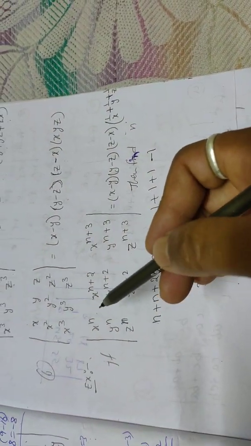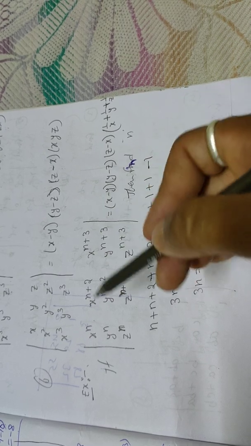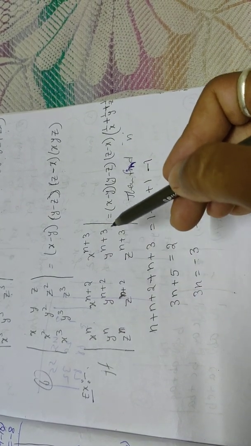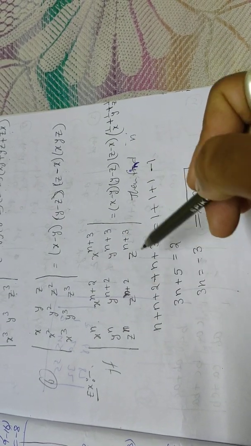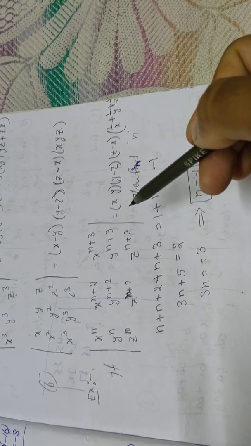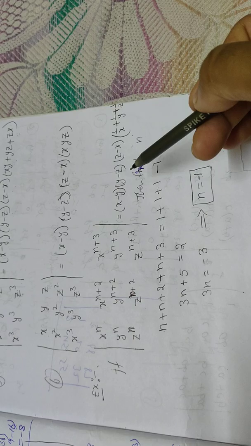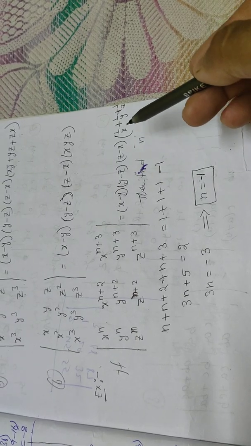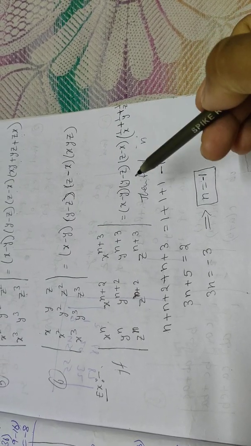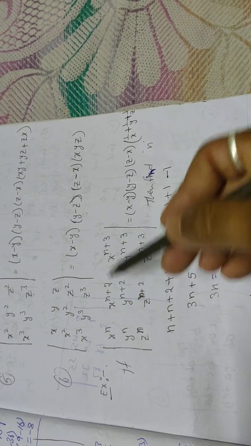If the determinant of x^(n+2), x^(n+3), y^(n+2), y^(n+3), z^(n+2), z^(n+3) is equal to (x minus y)(y minus z)(z minus x) into (1/x plus 1/y plus 1/z), then find the value of n.